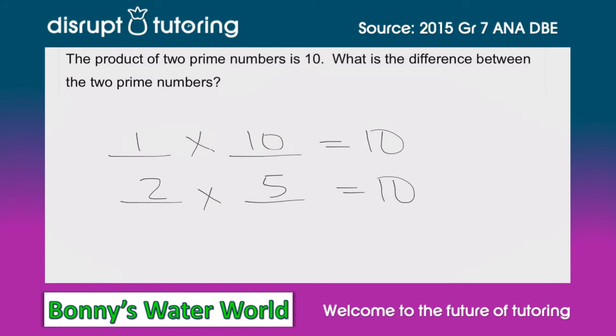Now let's interrogate the two options. They've asked us specifically for prime numbers. We know that 1 is not a prime number, and we know that 10 is not a prime number. So that would mean that option cannot work.